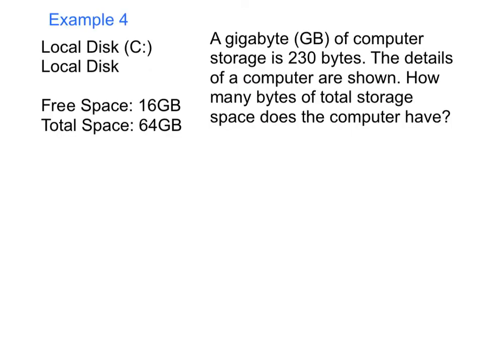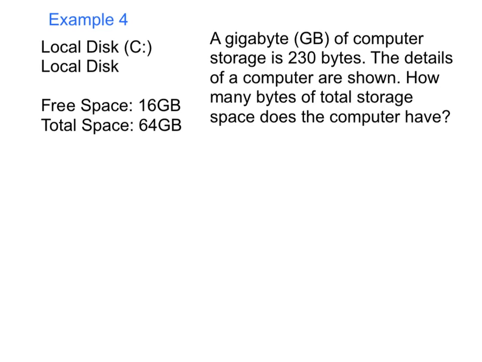Example number 4, and I do want you to write this down. On the left side, you're given some information about details of a computer storage space. Here's the problem. A gigabyte of computer storage is 2 to the 30th power bytes. The details of a computer are shown on the left. How many bytes of total storage space does the computer have?